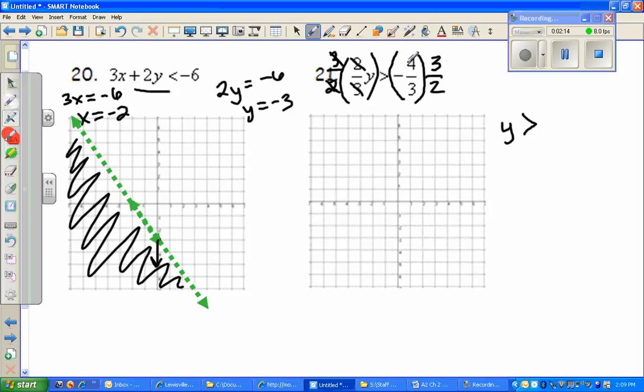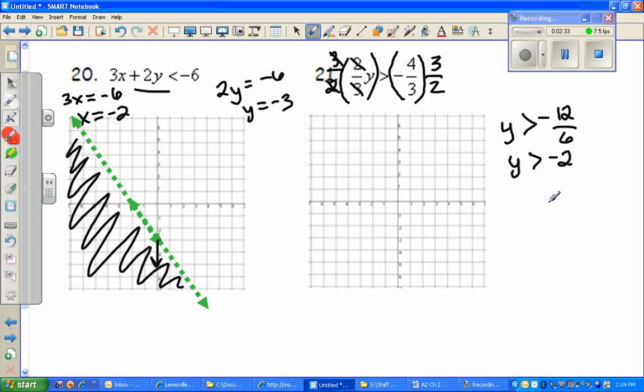On the right side, when you multiply fractions, remember top times top, bottom times bottom. It's negative times a positive, so it'll be a negative. 4 times 3 is 12. 3 times 2 is 6. That will reduce. -12 divided by 6 is -2. So y is greater than -2.